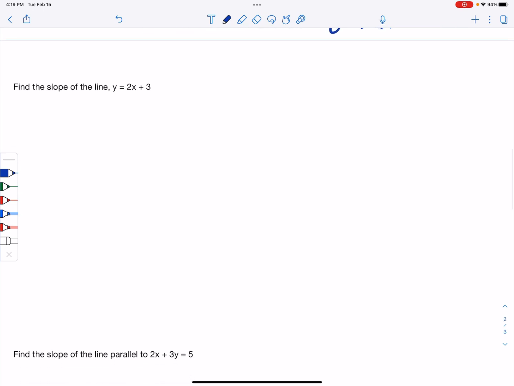Find the slope of the line y is equal to 2x plus 3. Now the equation of the line is given to you, and so you have to figure out the slope from the equation. The points are not given to you. So to find the slope of the line y is equal to 2x plus 3, you need to understand a certain format for writing a straight line. It's called the slope-intercept format.